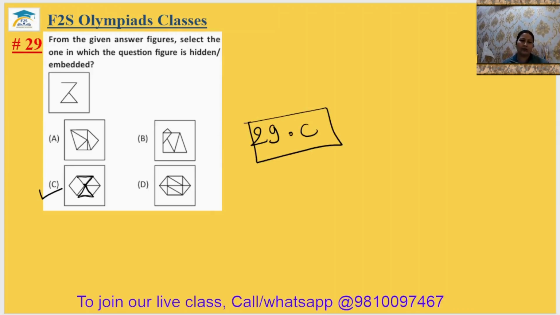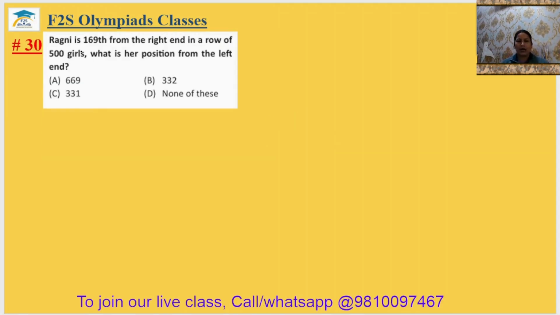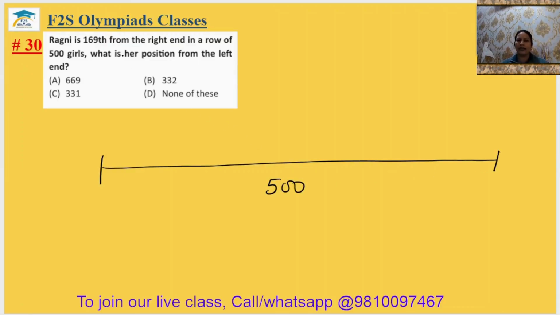Question number 30. Ragini is 169th from the right end in a row of 500 girls. What is her position from the left end? So there is a row where a total of 500 persons are sitting. From the right end, from this side to this side, this is Ragini's position and it is the 169th one. So what will it be from the left side?